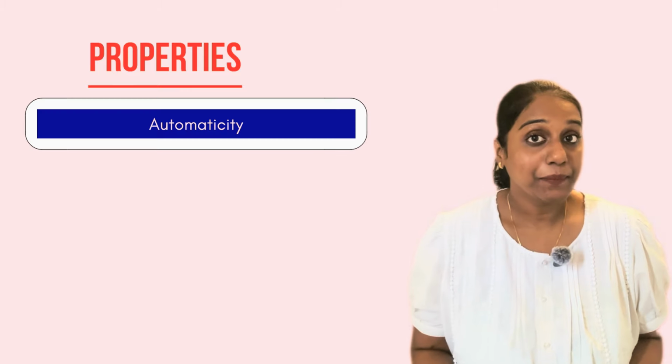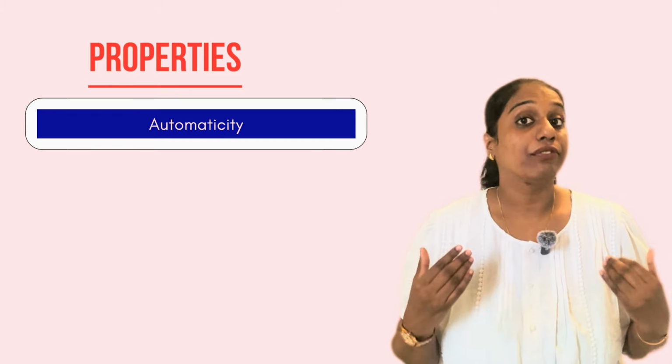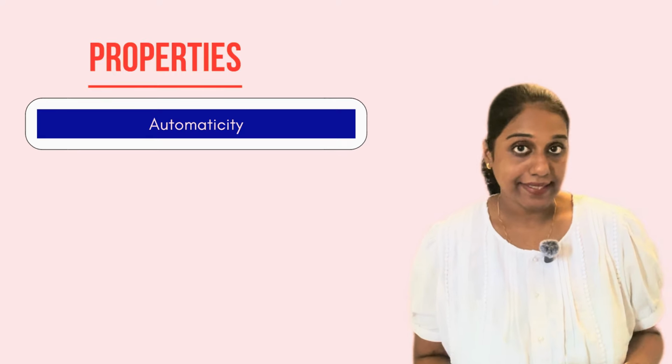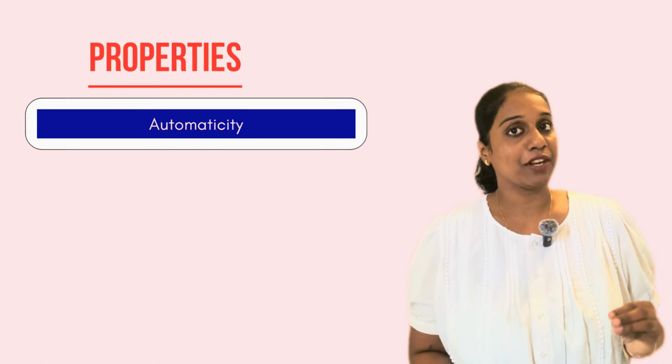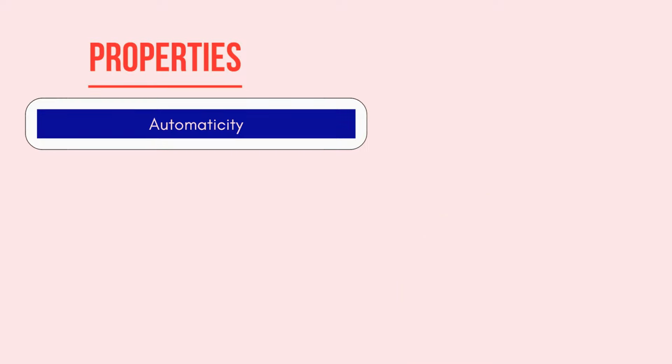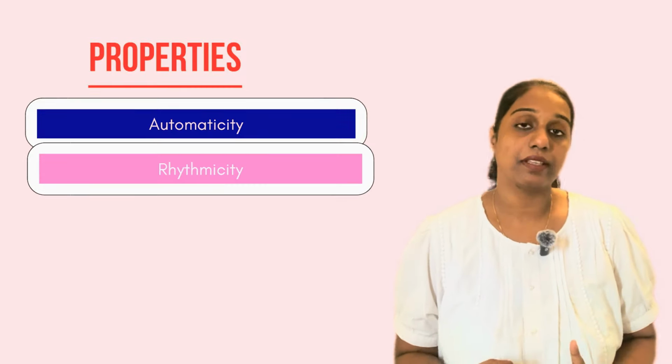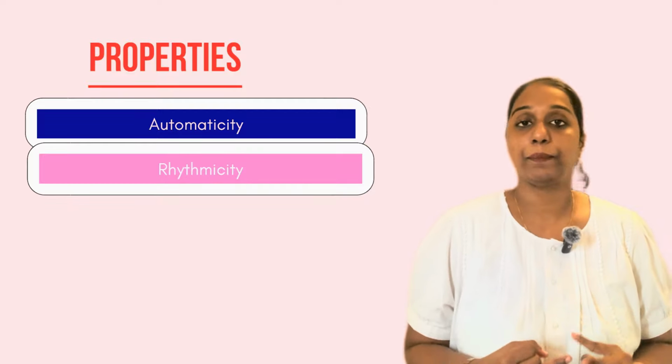Next is the properties of cardiac muscle. The cardiac muscle has five important physiological properties. First one is automaticity. The cardiac muscle can generate impulses of its own without nervous stimulation. And this occurs in the SA node, which acts as the natural pacemaker of the heart. Second one is rhythmicity. The heart can contract at a regular rhythm, producing a steady heartbeat.